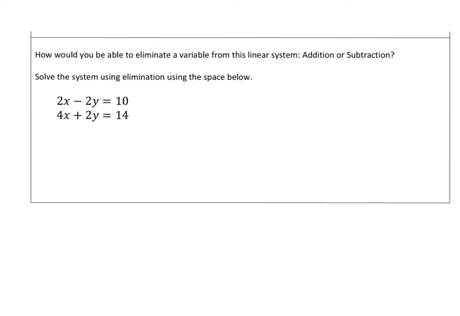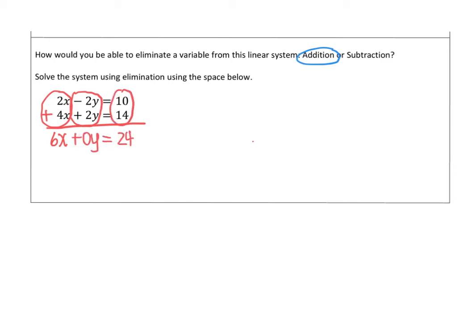This last example is a little bit easier. In this case, you can see that there's a negative 2y and a positive 2y. So we'll be able to add these equations to eliminate one of the variables. If we add the 2x plus the 4x, we'll get 6x. When we add negative 2y plus 2y, we'll get 0y. And 10 plus 14 will give us 24. This will leave us with 6x equals 24. We'll divide both sides by 6 to get x by itself, and this will leave us with x equals 4.